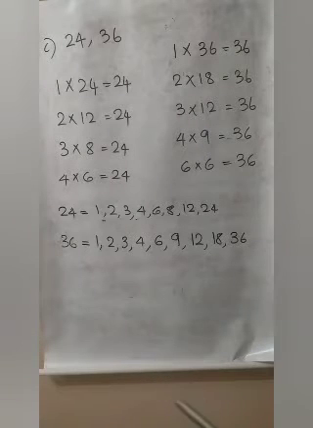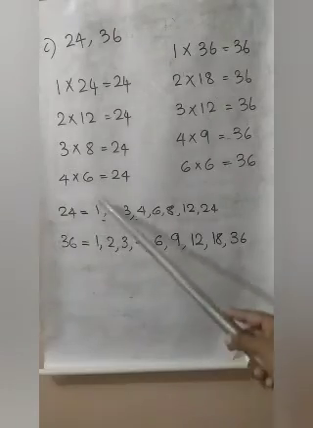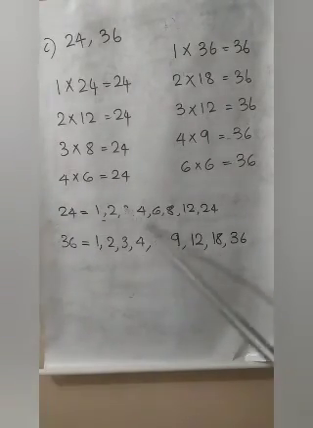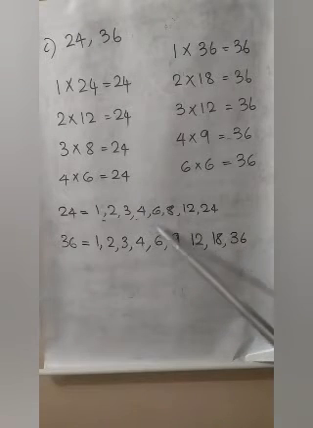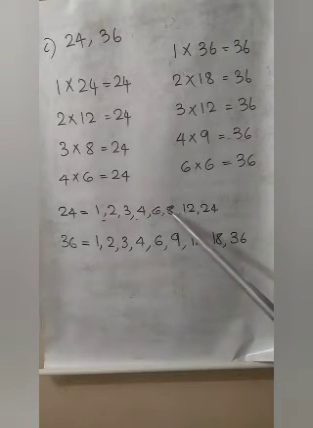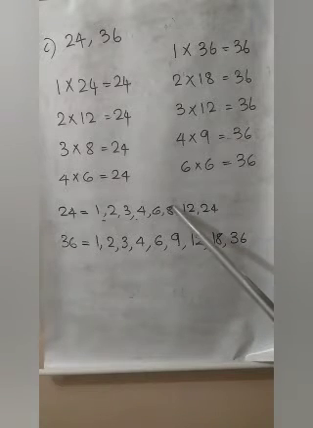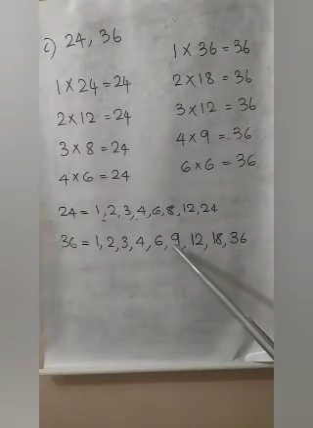Now we are looking for the common factors of 24 and 36. We have 1 as a common factor, 2 is a common factor, 3 is a common factor, 4 is a common factor, 6 is a common factor. Here 8 is there, but here we don't have 8. Here we have 9, but we don't have 9 here. So 8 and 9 are not common factors.